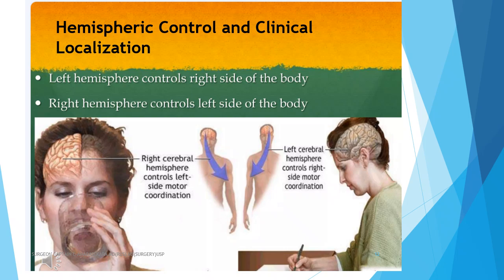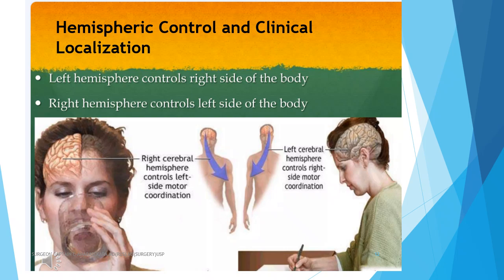Hemispheric control and clinical localization. Now that we have visualized the hemispheric layout and lobe anatomy, let's reinforce a foundational principle. Each cerebral hemisphere controls motor function on the opposite side of the body, a concept known as contralateral control. This crossover occurs at the level of the medullary pyramids, where descending motor fibers decussate.